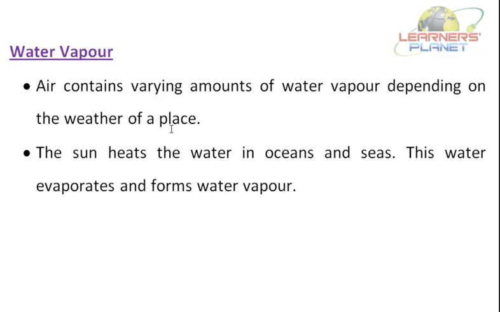Now you have learned about the water cycle, in which the sun heats the water in oceans and seas, and this water evaporates and forms water vapor. We can even verify the presence of water vapor in air by observing wet clothes which are drying on a clothesline. But where does the water from these wet clothes disappear? Yes, the water in clothes forms water vapor and disappears into the air. So we saw that nitrogen and oxygen, carbon dioxide and water vapor are constituents of air.